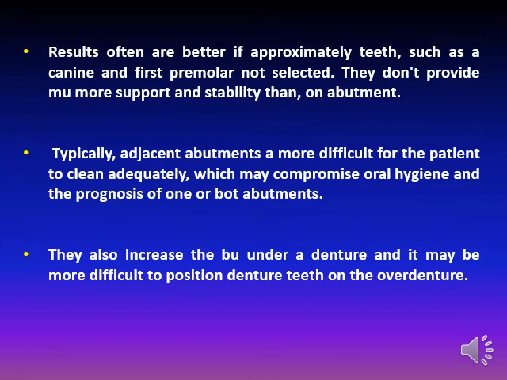Results often are better if adjacent teeth such as canine and first premolar are not selected. They do not provide more support and stability than one abutment. Typically, adjacent abutments are more difficult for the patient to clean adequately, which may compromise oral hygiene, and the prognosis of the one root is better for overdenture.